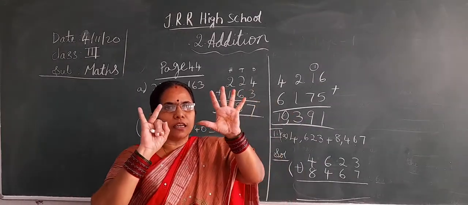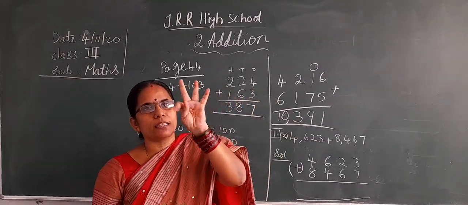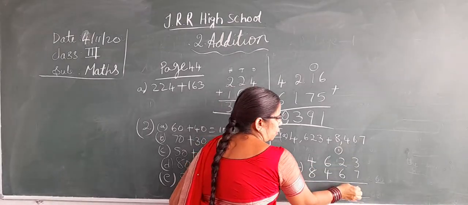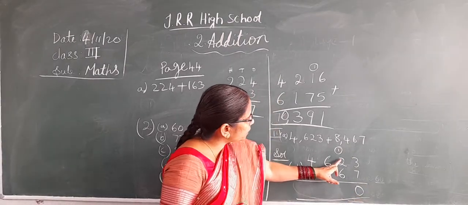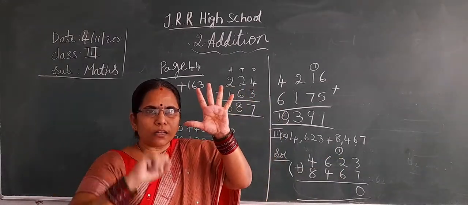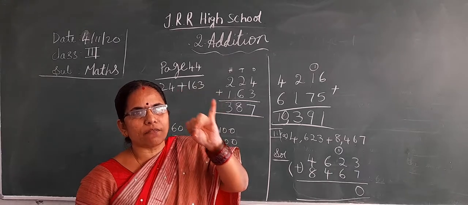Take 7 fingers. 3 after 4, 5, 6, 7, 8, 9, 10. So 1 you put as carry and 0 you write. Now add the tens place, 2 and 6. 2 in the mind, 6 on the finger. 2 after 3, 4, 5, 6, 7, 8.